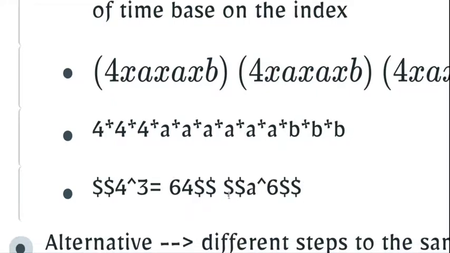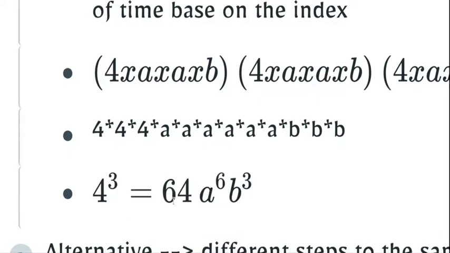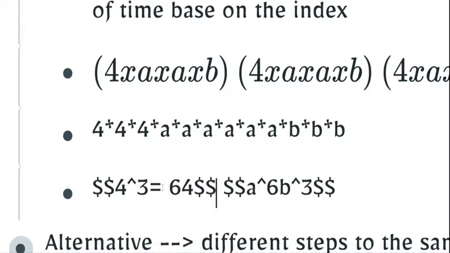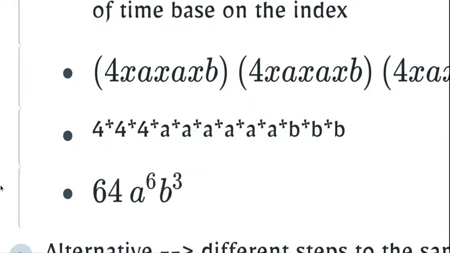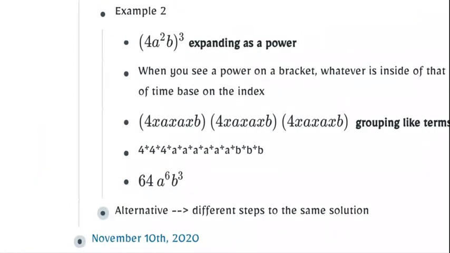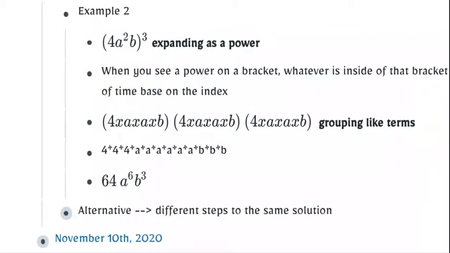The next part, how many B's do we have? 3, sir. So we're going to say B to the 3. So that is essentially our answer. Let me erase the 4 to the 3rd. This would have been our answer: 64, A to the 6, B to the 3. Any questions? No, sir. Right, I'm glad you guys are understanding.